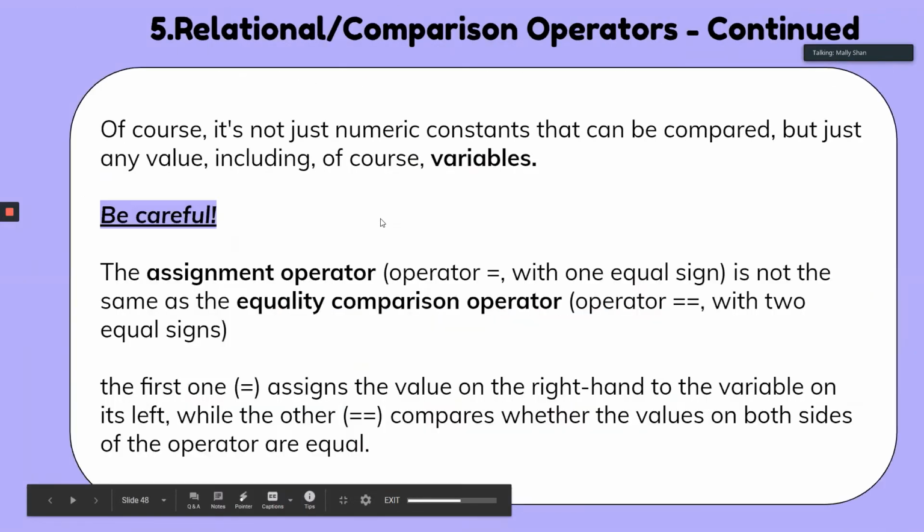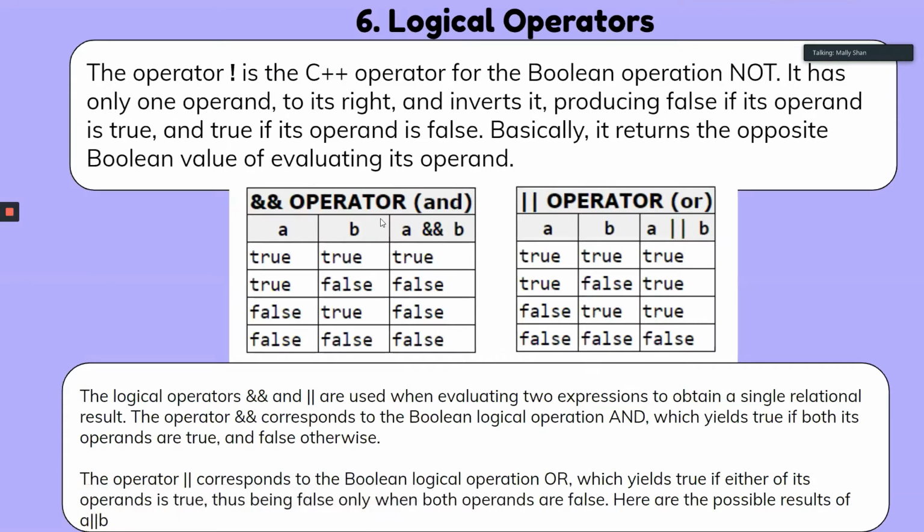So this is relational. Okay, so logical operators. The operator with the exclamation mark is a C++ operator for the Boolean operation not. This is something I talked about when somebody asked, can you use exclamation marks? You can. It's actually an operator that basically means the opposite of not. So logical operators, if you have heard of this before, are and, or, and not.